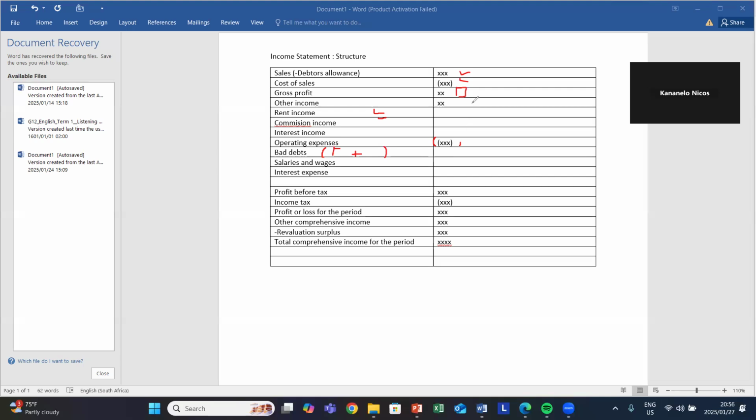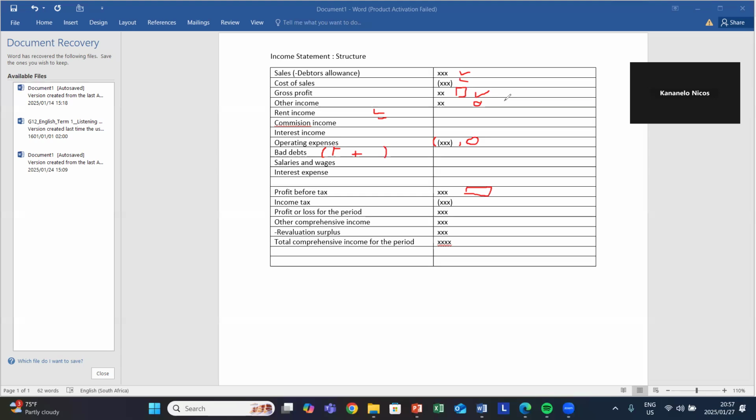After that, you will say your gross profit plus your other income total, minus your operating expenses. And therefore, you'll get your profit before tax. How do we get it? We get it by seeing our gross profit plus other income and also minus our operating expenses. And then we get our profit before tax.